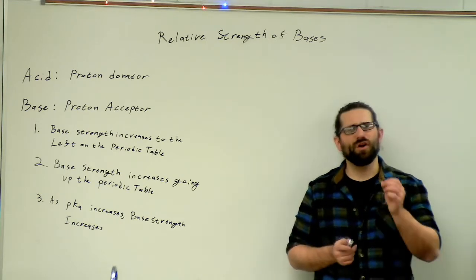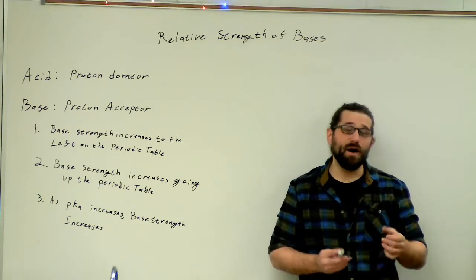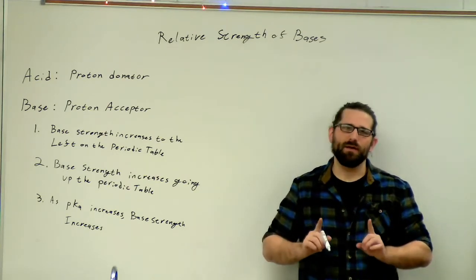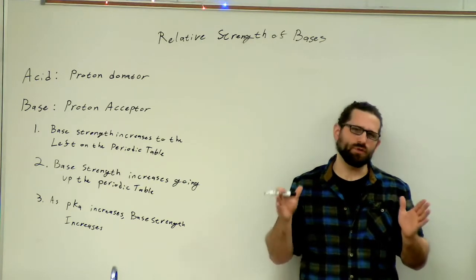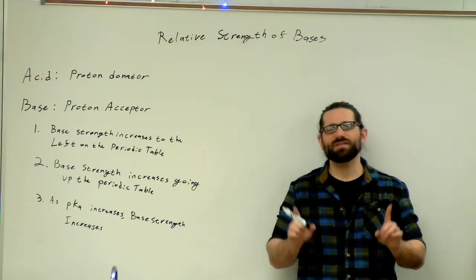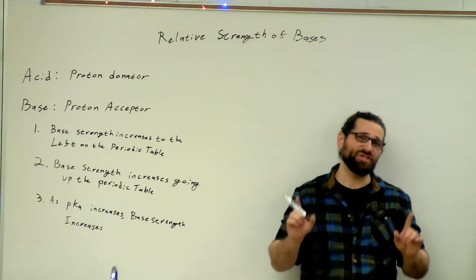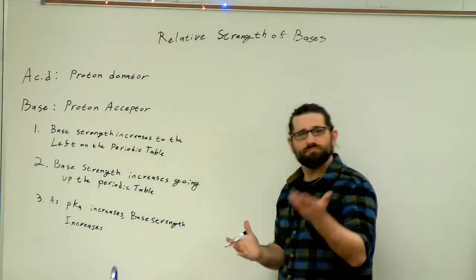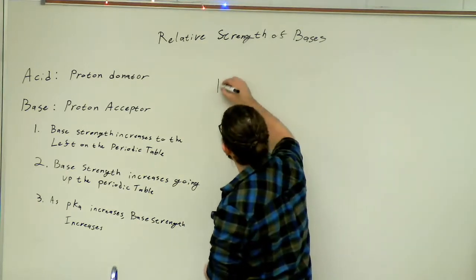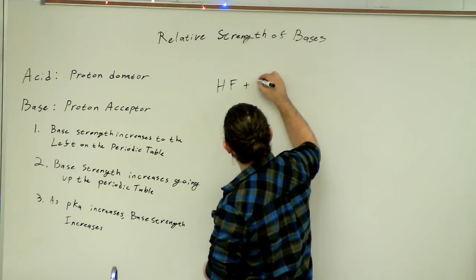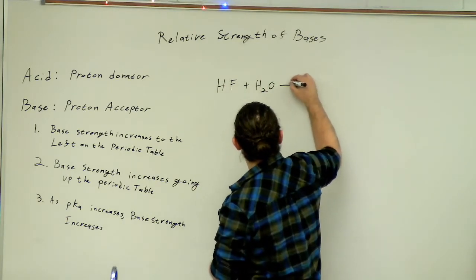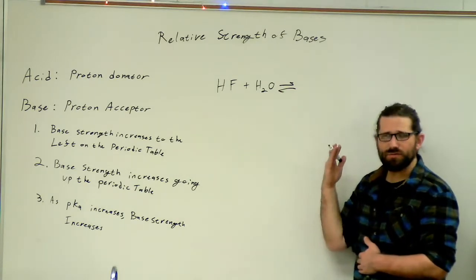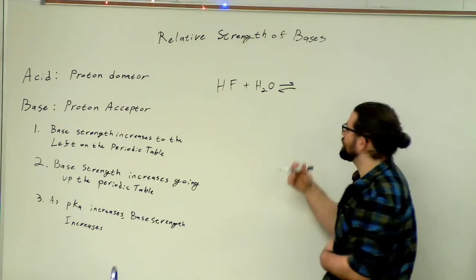The last trend we want to look at is our most exact trend. And this is going to be involving something called the pKa of an acid and a base. In order to understand pKa, first we need to understand the relationship between acids and bases. Because we have these things called a conjugate acid and a conjugate base. So let's take a look at those. If I've got something like hydrofluoric acid, it will go into water, and some of it will ionize, and some of it will turn back into hydrofluoric acid.